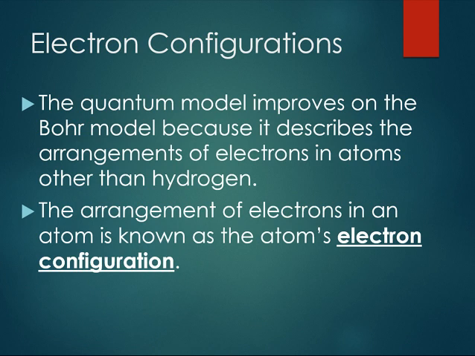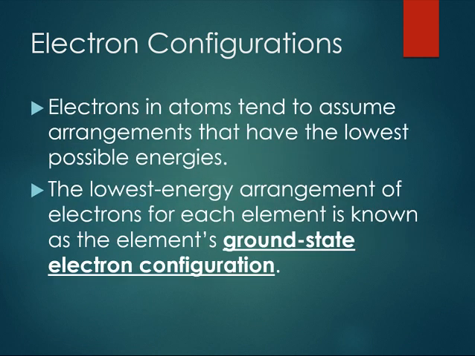So on to some new stuff, electron configurations. The quantum model improves on the Bohr model because it describes the arrangements of electrons in atoms other than hydrogen. That was the one shortcoming of the Bohr model. It really only spoke about hydrogen. The arrangement of electrons in an atom is known as the atom's electron configuration. How the electrons fill in around the nucleus has a specific shape, and it's very predictable. We call it the electron configuration.